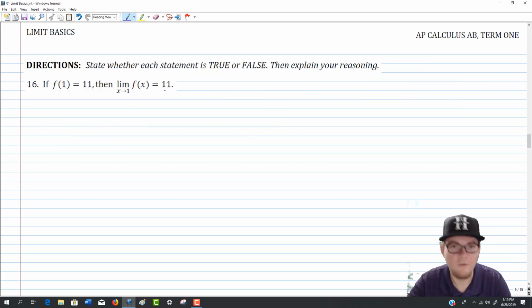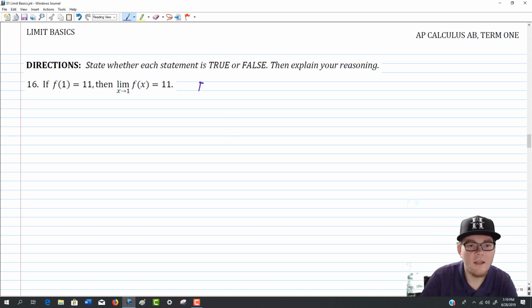Okay, that brings us to the true or false questions as promised earlier. The first of those, true or false, where each of these says to state whether each statement is true or false, then explain the reasoning. So in this case, the first statement, 16, reads, if f of 1 is 11, then the limit as x goes to 1 of f of x is equal to 11 also. This statement is very vehemently false, but it's one of those tricky ones.